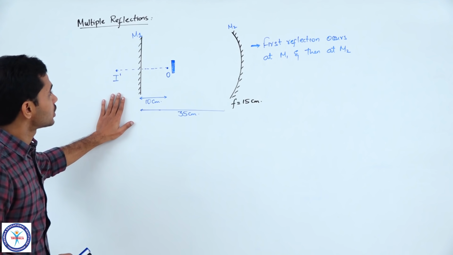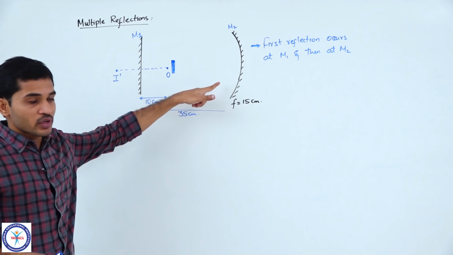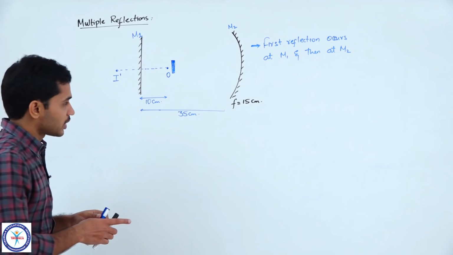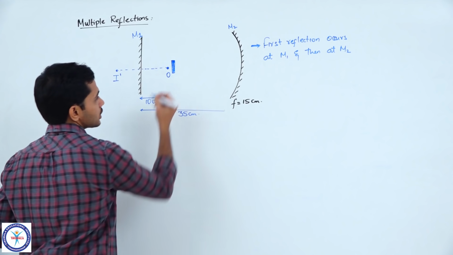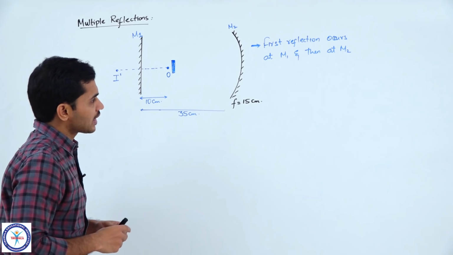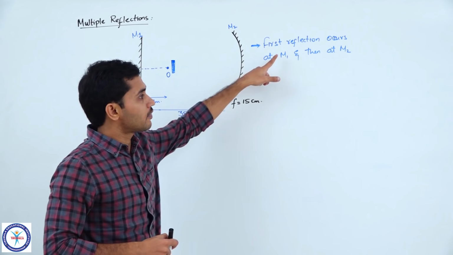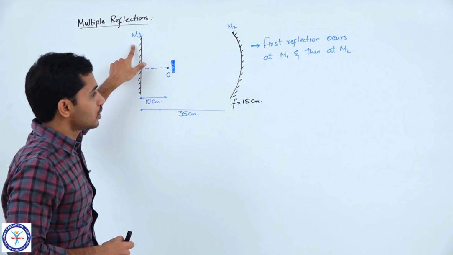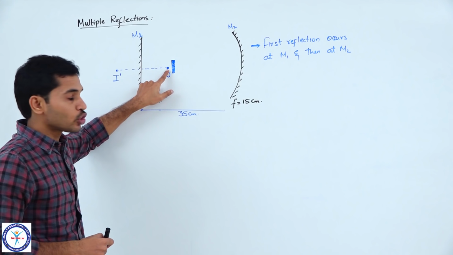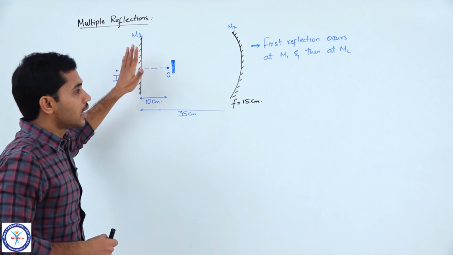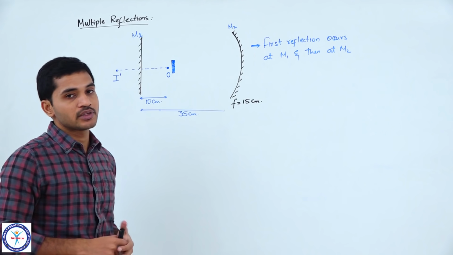So, we have a situation here where we have a plane mirror and a concave mirror, and there is an object which is placed. This is a point object. They are asking us to find the image location by considering first reflection at M1 and then at M2. So, we need to first consider that the light coming from the object falls on M1 and then moves on to M2, and then we will have to find out where the final image is formed.